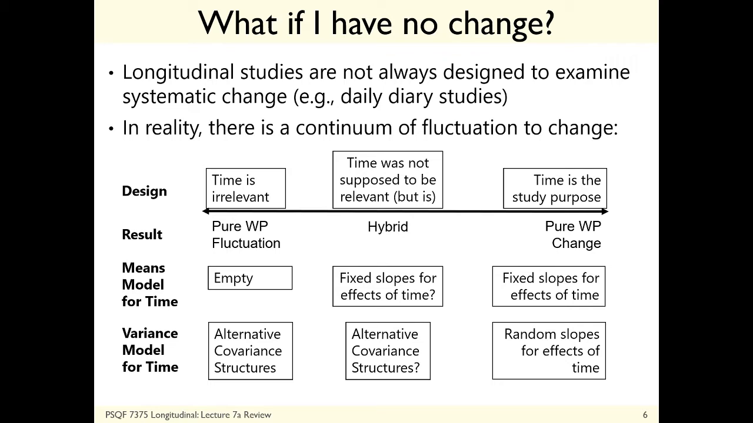Alternative covariance structures is what we would use if we have within-person fluctuation.